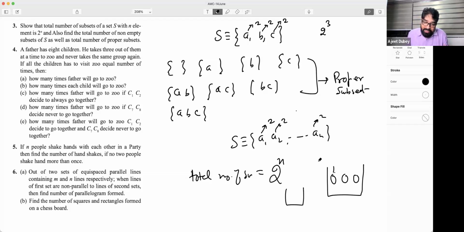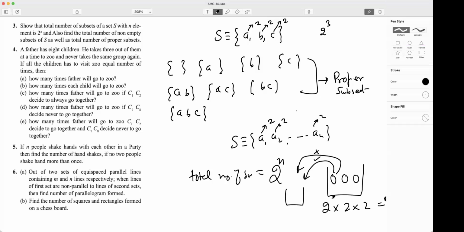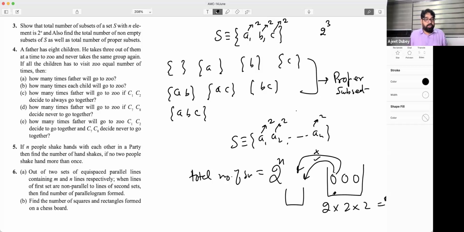There are 2 chances. Either it will come inside this container or it may not come. Yes or no? There are 2 chances for this also, 2 ways: either it will go or it will not go. This also has 2 ways. The total number of ways to fill this container is 2 into 2 into 2, meaning 8 ways. Am I clear? Is your doubt clear? Yes, sir. Good. Question number 4. Good question. We need to think about it.